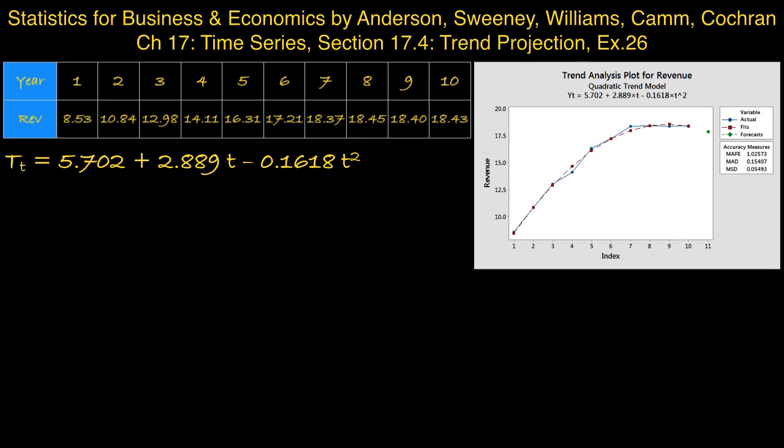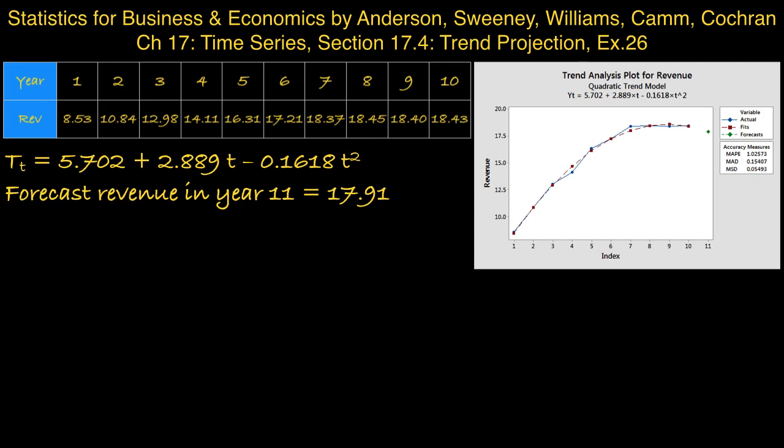Using the trend equation developed, forecast revenue in year 11. So all we need to do is plug in the value 11 into this equation, and the forecast revenue in year 11 is 17.91, and that's shown in the plot as the green point on the far right, and all the other fitted values from the model are shown using the red points.